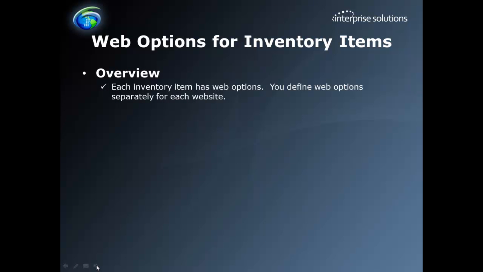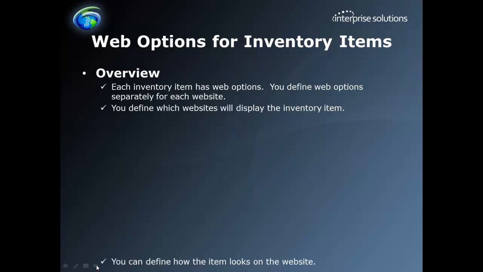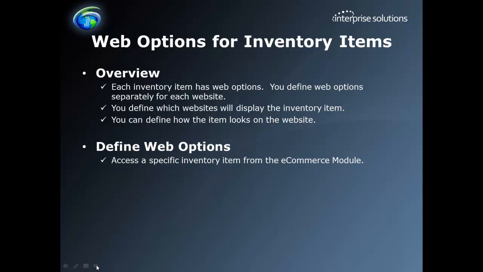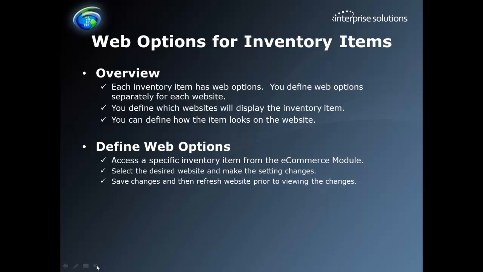Each inventory item has web options. You define web options separately for each of your websites. You define which websites will display which inventory items. You can define how the item looks on the website. When accessing a specific inventory item, you do it from the eCommerce module. Select the desired website and make the setting changes. Save the changes, refresh the website, and then all the changes will appear.